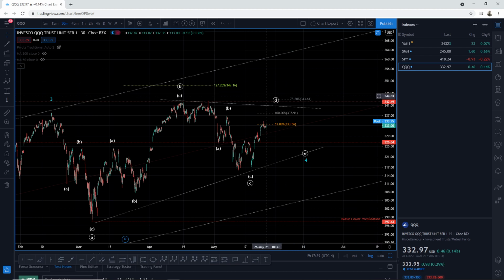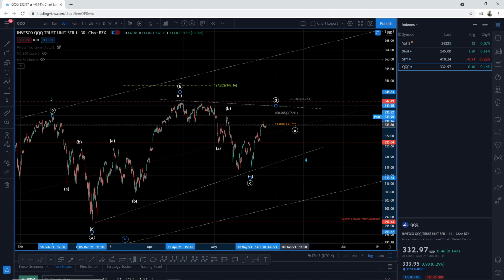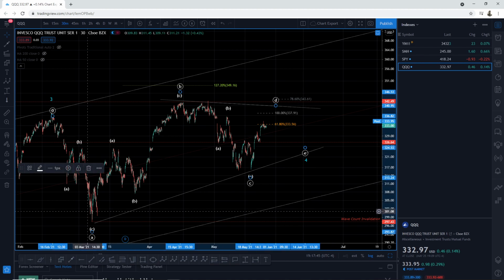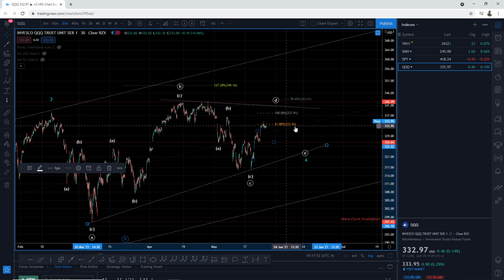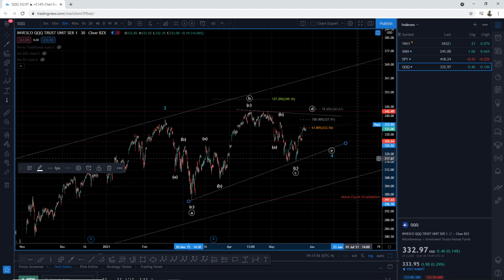Now, always remember that triangles can be tricky as well in corrections. This wave E can finish here and take us higher. It doesn't mean that we're going down to the bottom trend channel. I just put it there as a connector, but it doesn't necessarily mean that. So we have to keep a close eye on this. Okay, guys, let's not sleep on it because this could run very fast, very quickly.